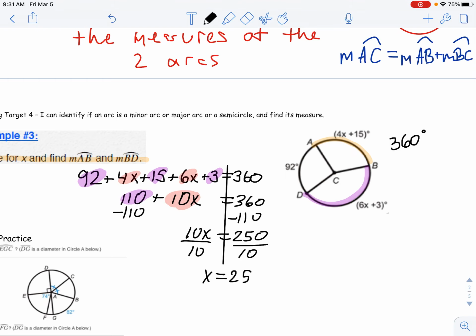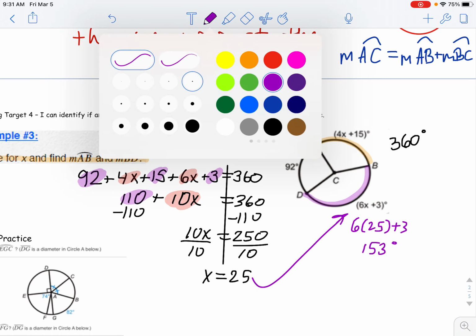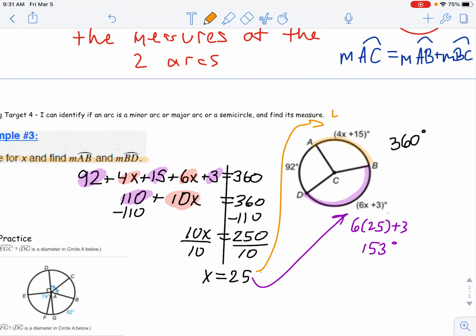And then I've got to find the measure of the arcs. I plug it in there, so it's 6 times 25 plus 3, which is 153. And I must also plug it in over here: 4 times 25 plus 15 is 115. And notice that 92 plus 115 plus 153 all add up to 360. So that's just one way we can check our work.